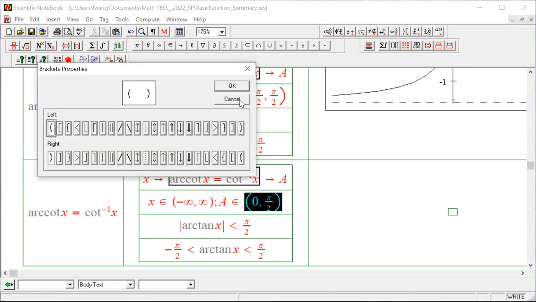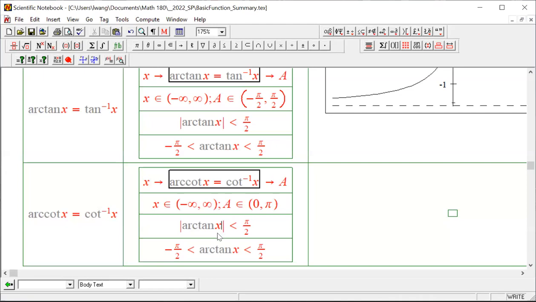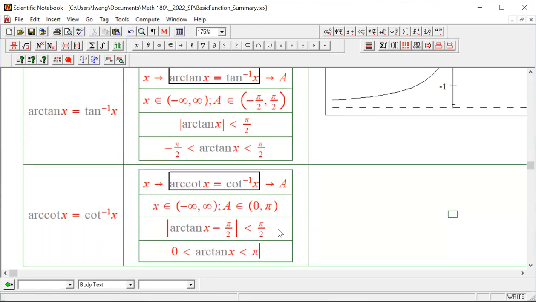The range is 0 to pi. And the inequality form, domain the same. The inequality form, the absolute value form is such. The domain is all real numbers. And the absolute value or inequality form are these.